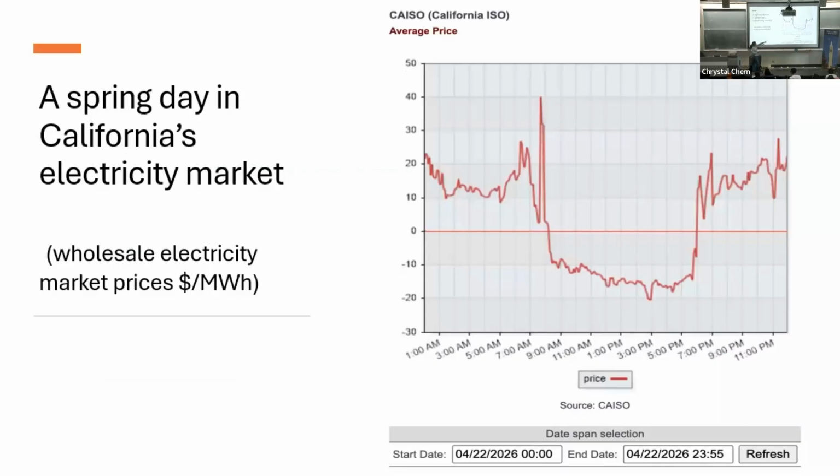This is a picture of California wholesale electricity prices on a Wednesday. In the nighttime, when there's no solar, it's like $20, $30 per megawatt hour. Then the sun rises and we actually get into negative price territory, for reasons I can talk about in the Q&A if people are interested. And then the sun sets and we start seeing a positive price again. So these prices are moving around hour to hour, day to day, and over the seasons of the year.